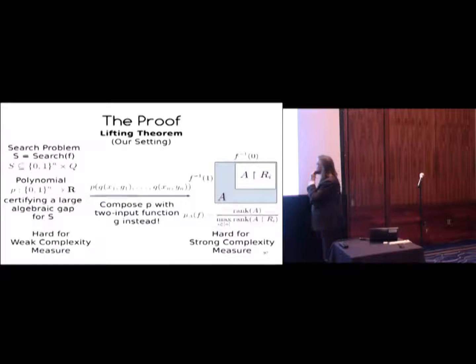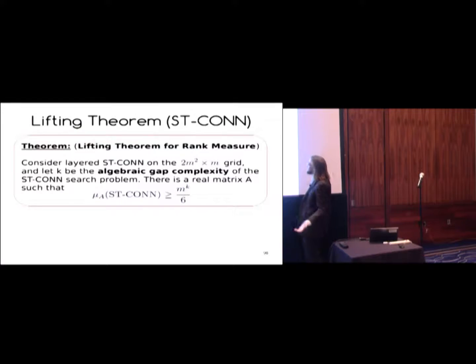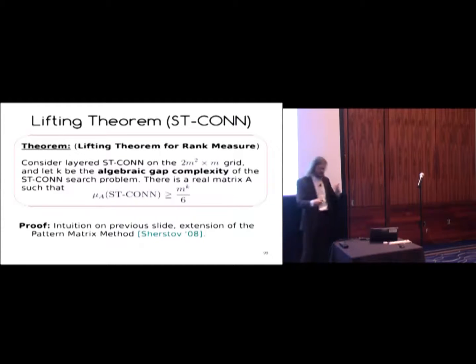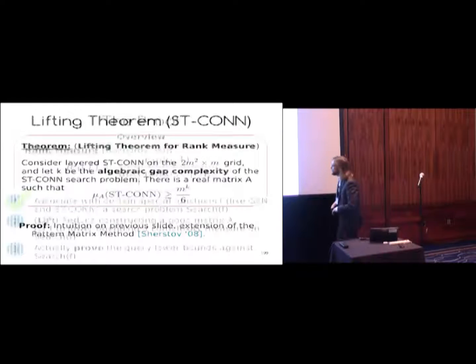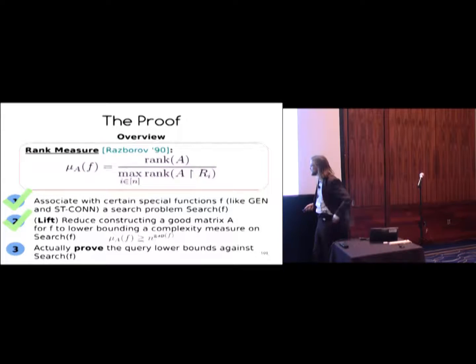Okay. So the main lifting theorem here is that if we consider layered ST connectivity on the m squared by m grid, just for the sake of ST connectivity, our true theorem is a bit more general than this, and we let k be this algebraic gap complexity, whatever that means, then you can show that the rank measure is more or less lower bounded by m to the k. So m to the gap, right? And the proof is more or less you just use the intuition on the previous slide, and we have to do a little bit of an extension to the pattern matrix method, but let's not worry about that.